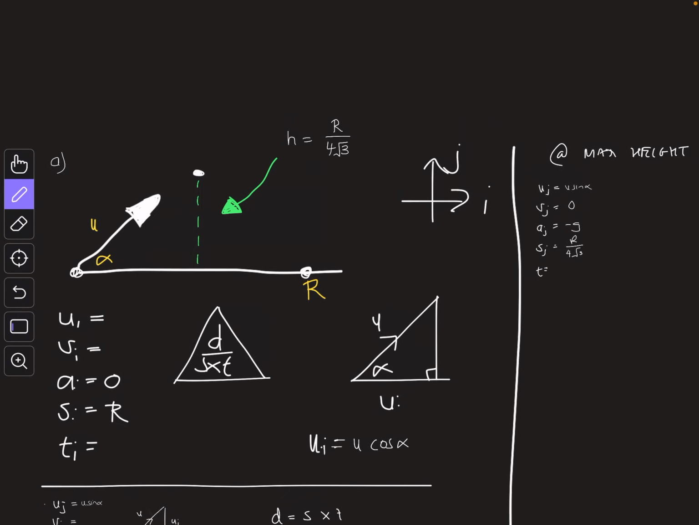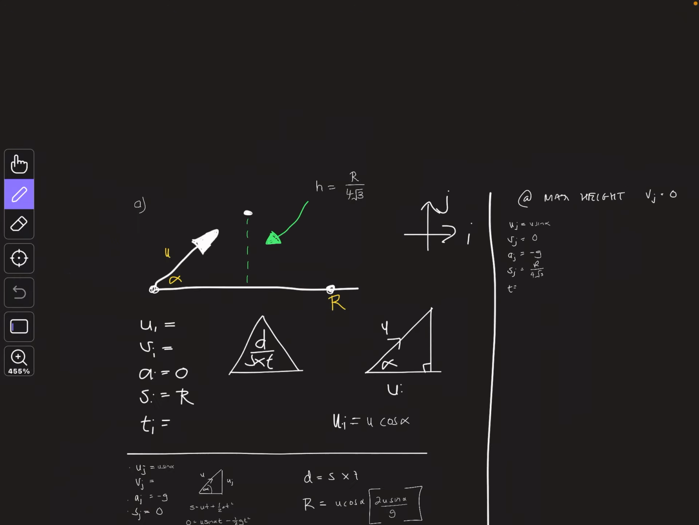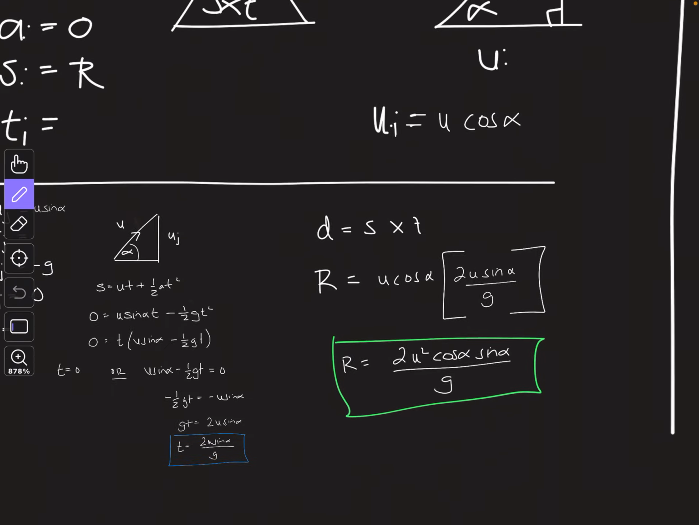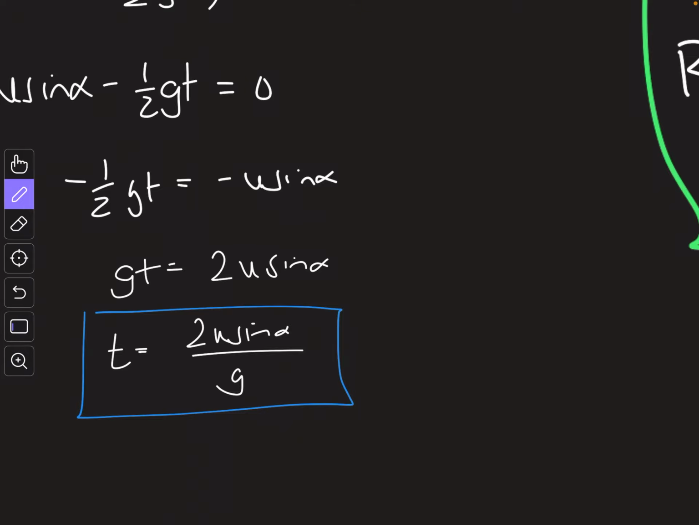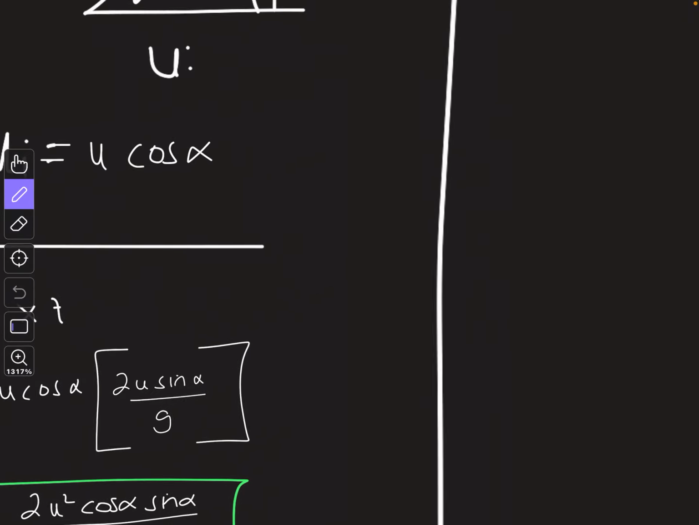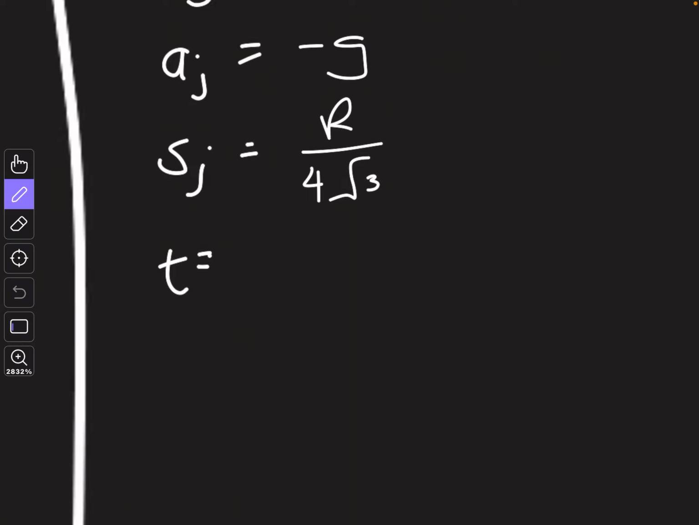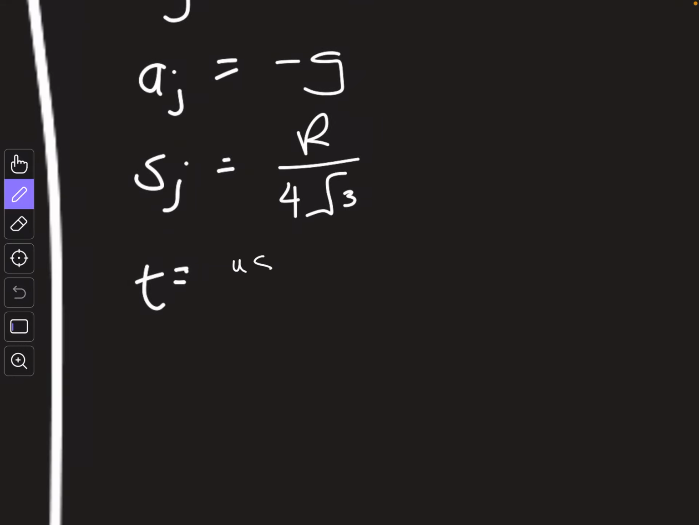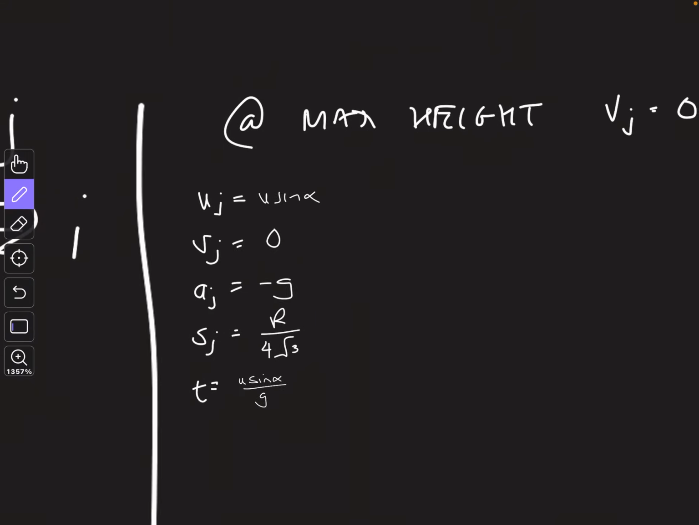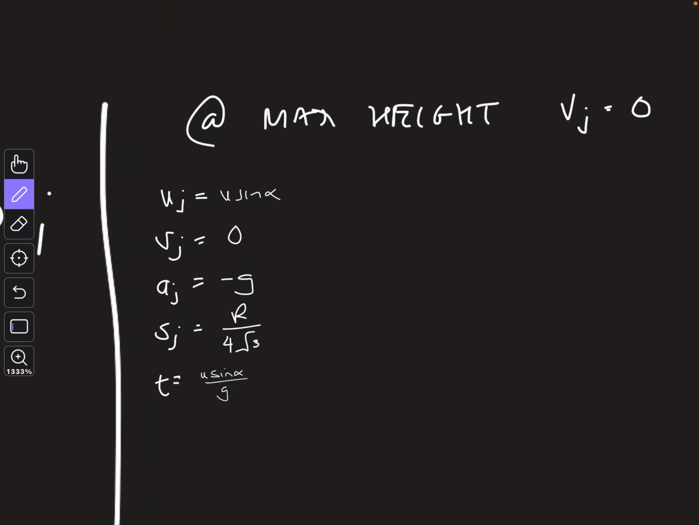Well, if you remember, because it's on a flat, the max height has to be half of the time. So we found the time earlier. The time was 2u sine alpha over g. So now our time is going to just be u sine alpha all over g. Done. Okay, great. Let's just plug some things in then.